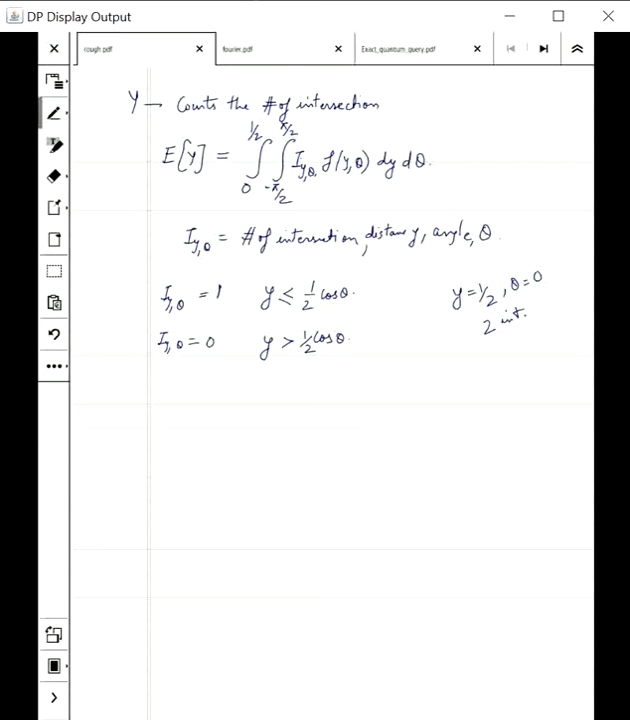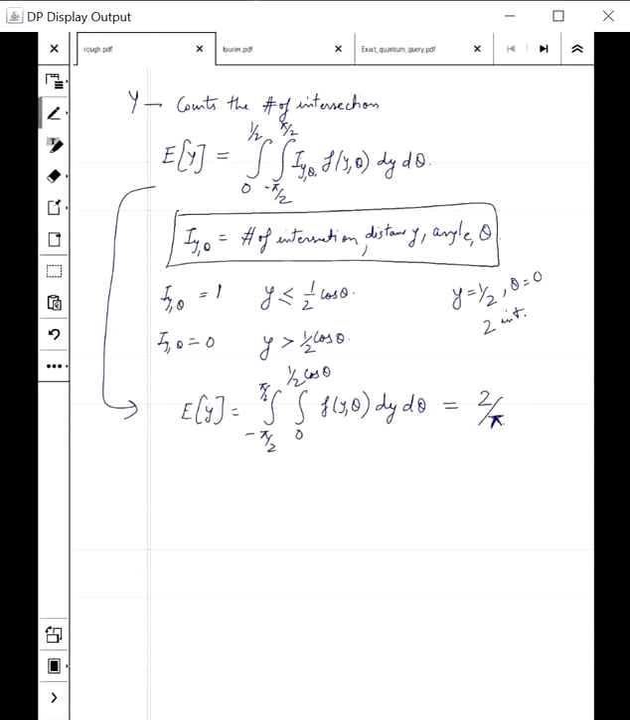So using this, the expectation of Y is the integral from -π/2 to π/2, and from 0 to half cos theta, of (2/π) dy d theta. It's a simple exercise to calculate this integration, and you will get it to be equal to 2/π. This was not very difficult. It was just a double integration. We had to make sure what the sample space was. Once we realized that the sample space was just a rectangle and we could define our I(y, theta), a simple integration gives us the value.